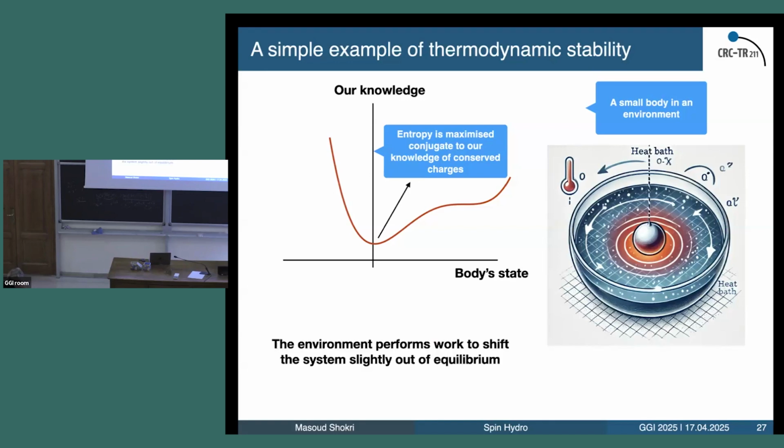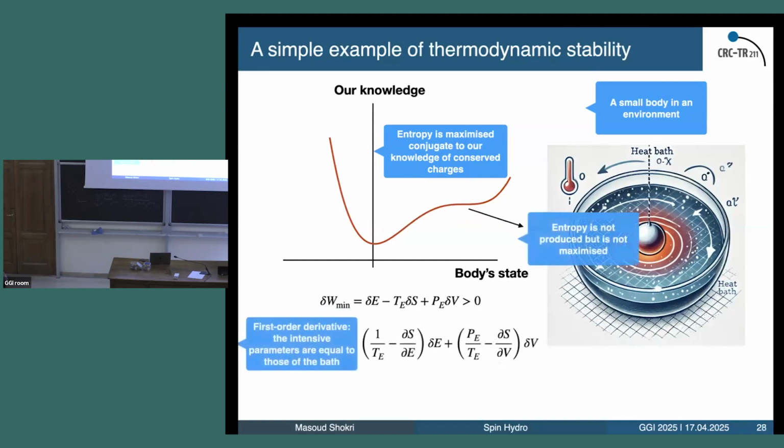So now let's assume that the environment performs some work to shift the system slightly out of equilibrium. And we know from textbooks that the minimum work is given by this relation. And this is the temperature of the environment, this is the pressure of the environment, and so on, and this should be positive.